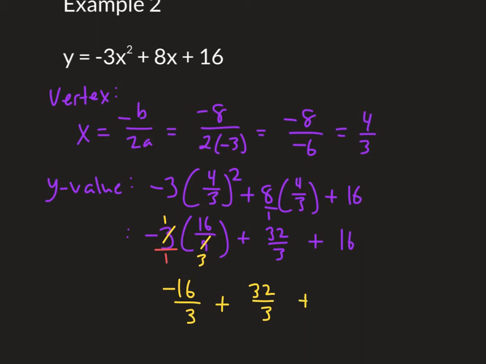I know I'm going to need to add these, so instead of writing it as 16, I'm going to need to write that as 48 over 3. Right, just getting ourselves that common denominator so that we can combine these all nicer at this step here. So then we would have -16 plus 32, okay, which is 16 plus 48 is going to be 64 over 3.